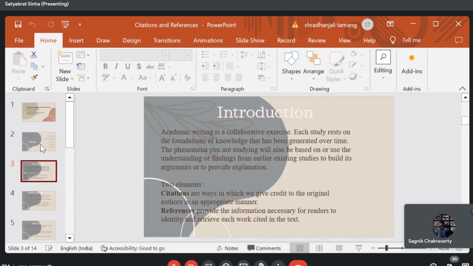So there are two elements that I'll talk about. These two elements are, of course, citations and references. When I said that academic writing is a collaborative exercise, I mean that whatever your research focus is, it will rest on knowledge created earlier, or ideas based on somebody else's finding, or something which has been built. So citations are ways in which you will give credit to the original authors in an appropriate manner.